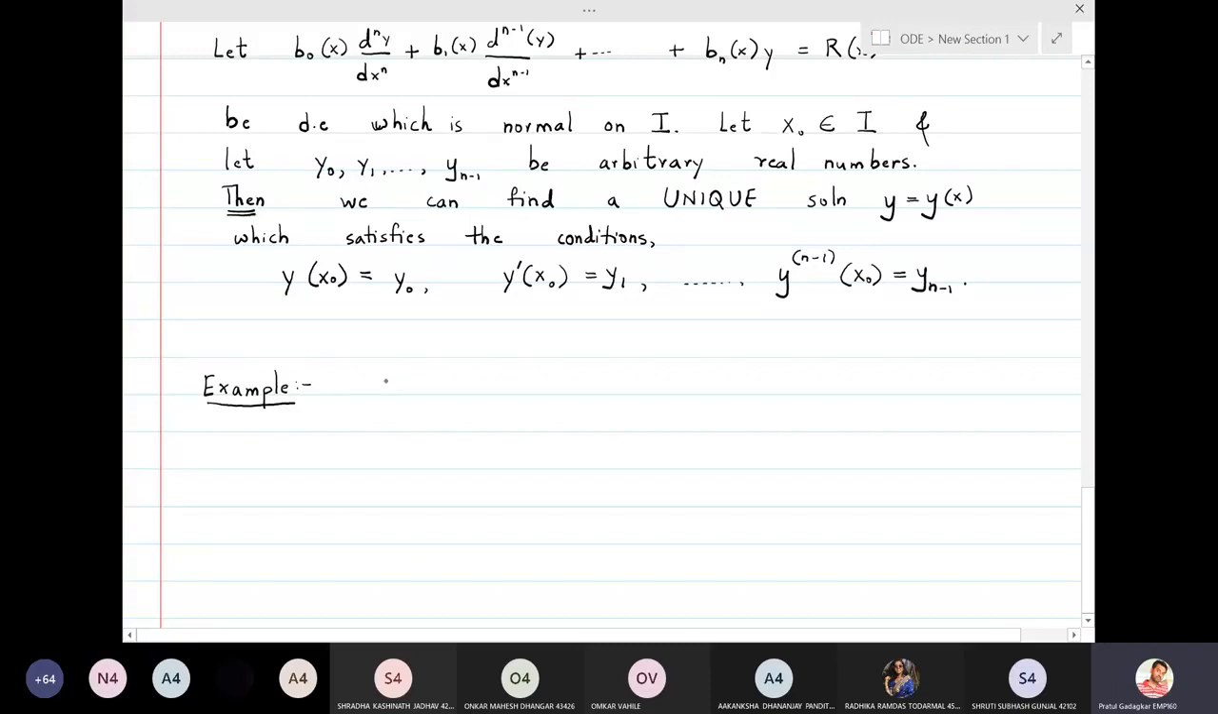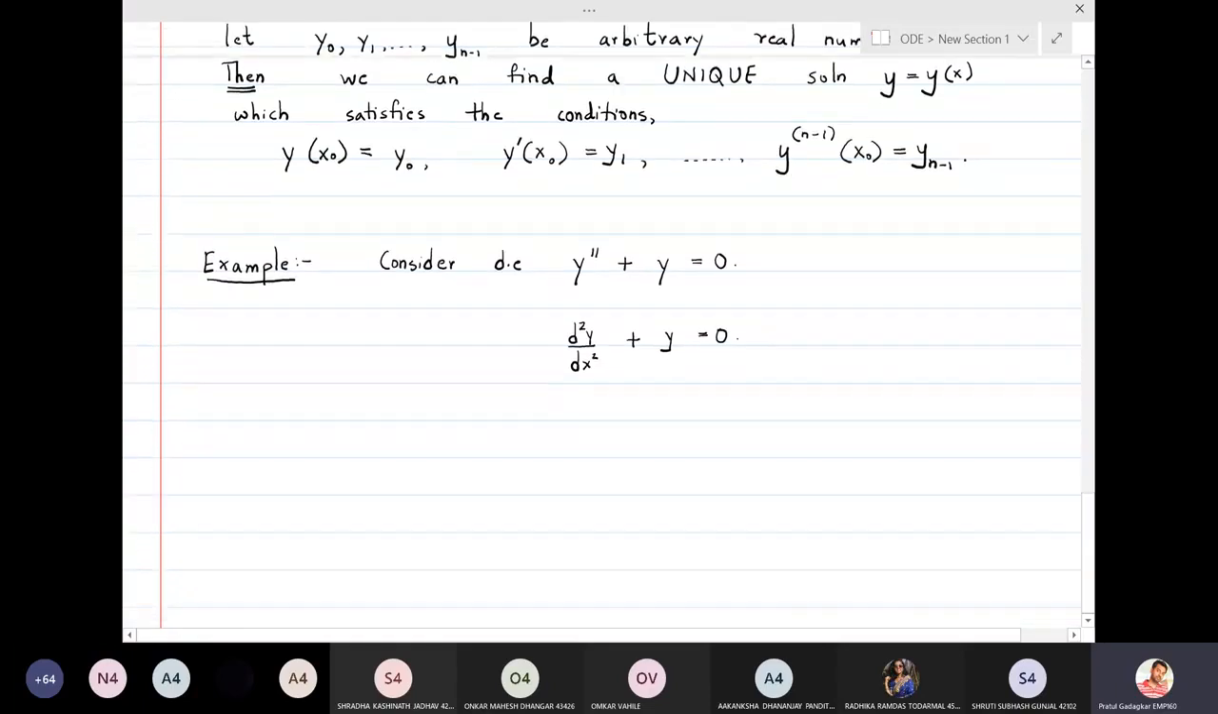So consider the differential equation y double dash plus y equal to 0, meaning d2y by dx square plus y equal to 0. So this is the differential equation that I'm going to consider.